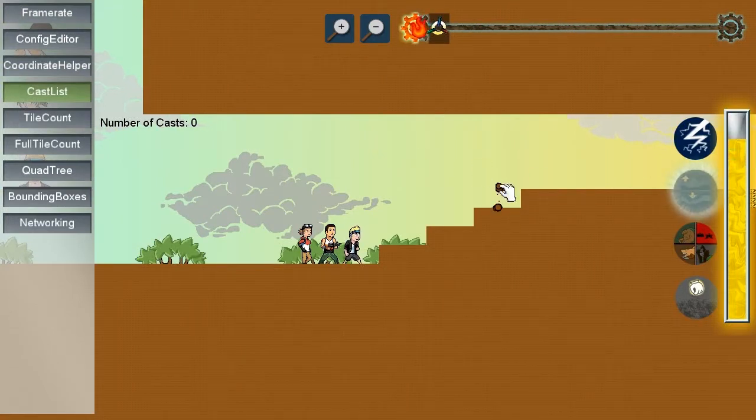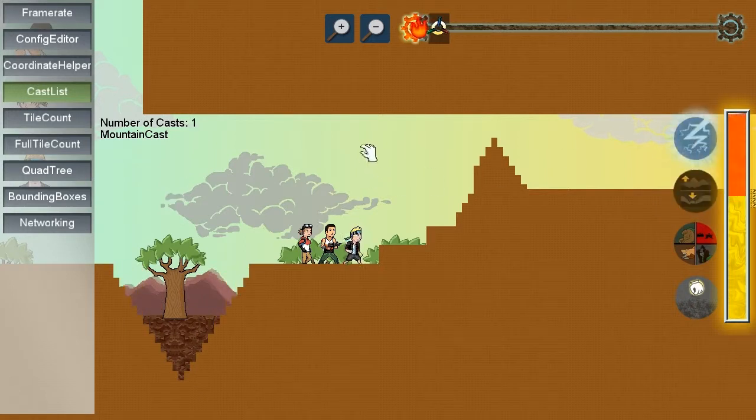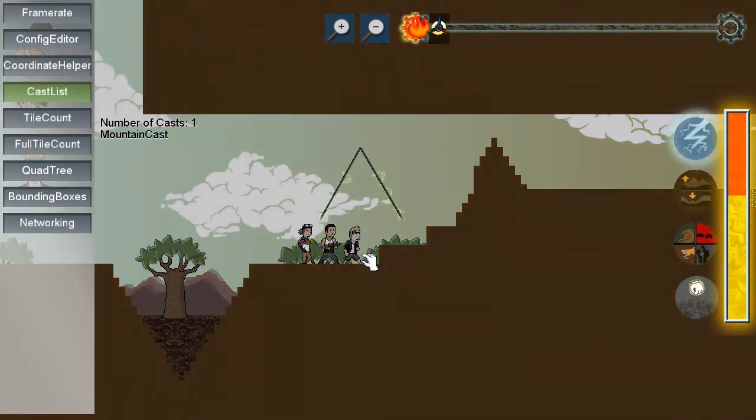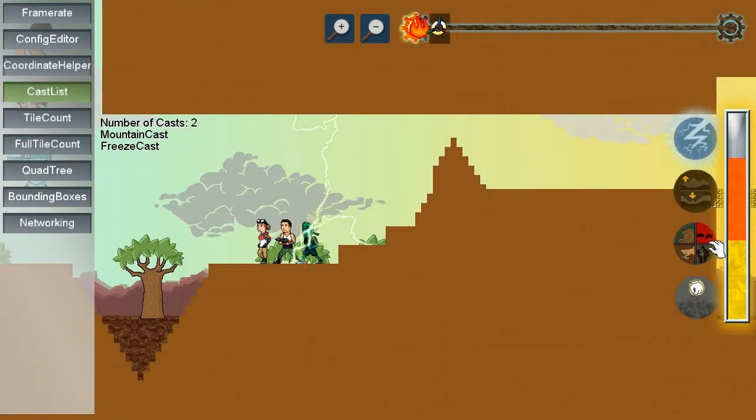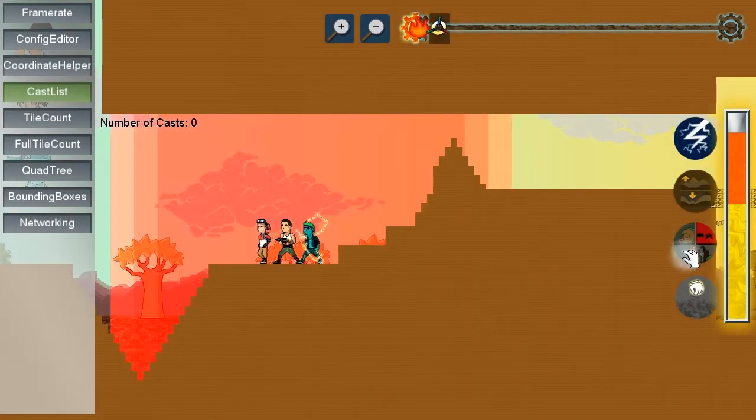Our next interface is the cast list monitor, which is useful for debugging the lifecycle of a cast. Casts are basically world events. Being able to determine what world events were occurring helped us optimize those events and verify they were being passed over networking as well.